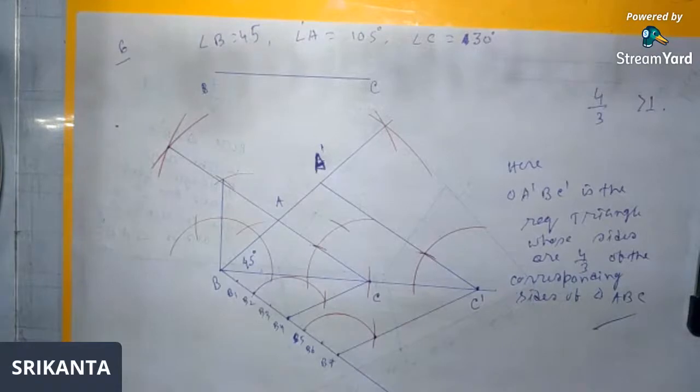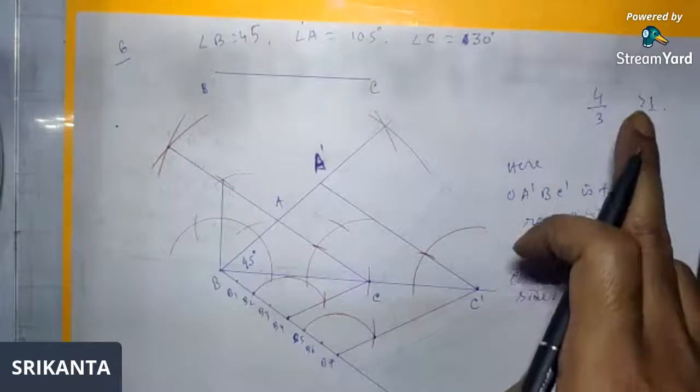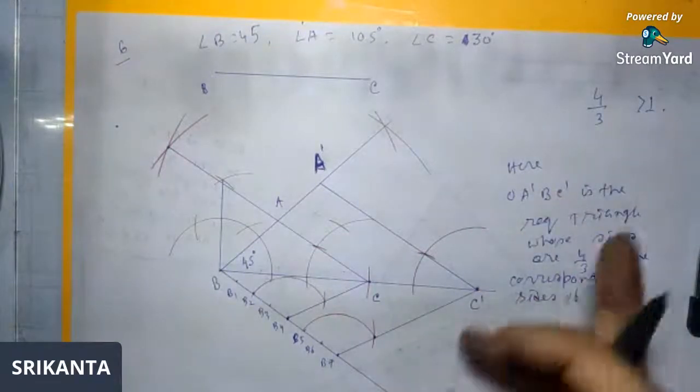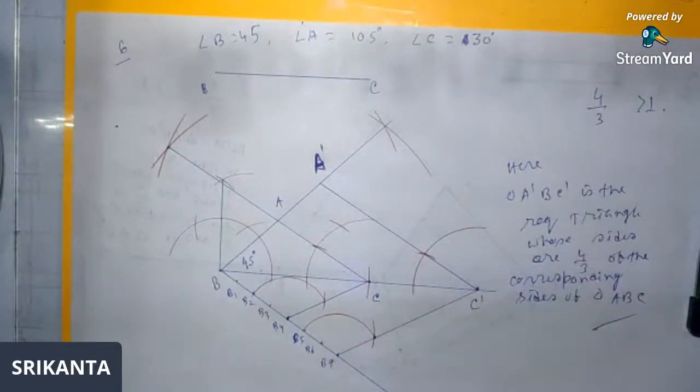I think it's clear. The rest of the sums are similar to this. Either the ratio is greater than 1, which you have shown, or the ratio is less than 1, which is already how we have shown and understood.